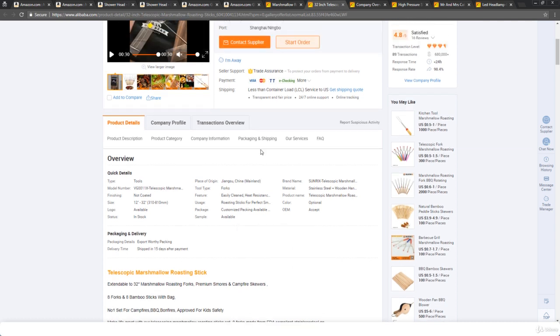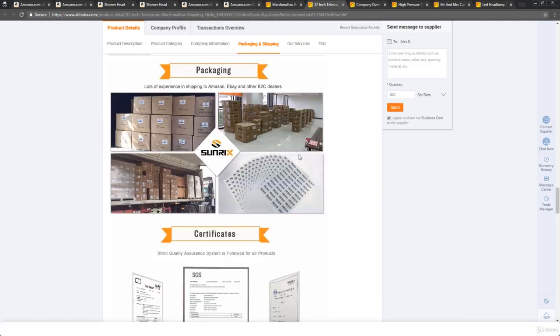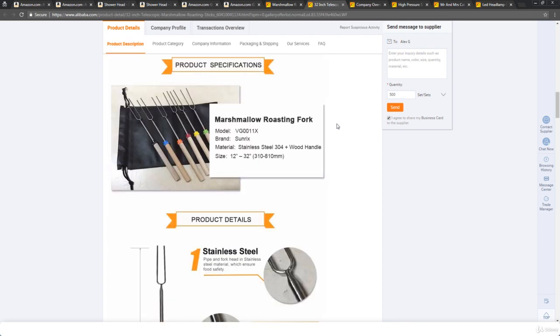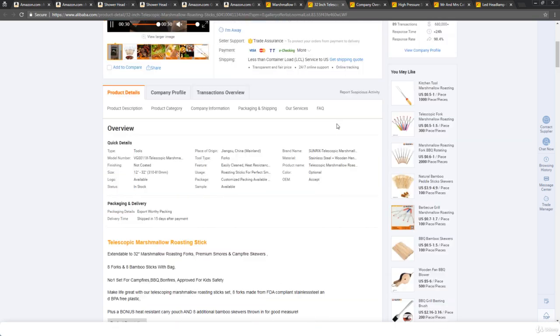Now we want to look at packaging and shipping. Lots of experience in shipping to Amazon, eBay, and other B2C sellers. So this is pretty good because what they are saying is that they will ship directly to Amazon FBA. They have experience of that and they know exactly how to do that. So that's really good. I would definitely be interested in selling this.